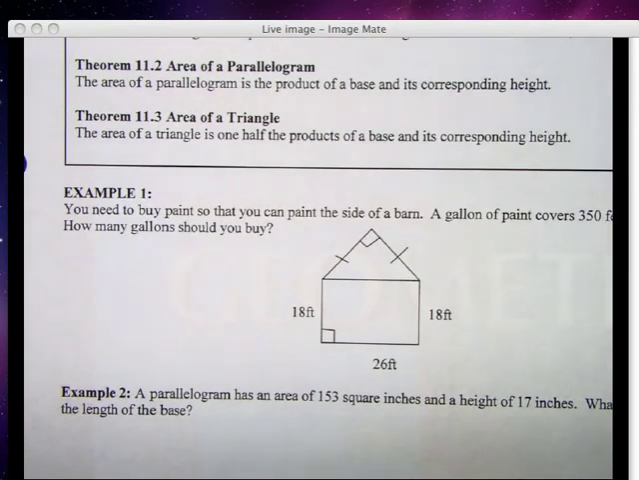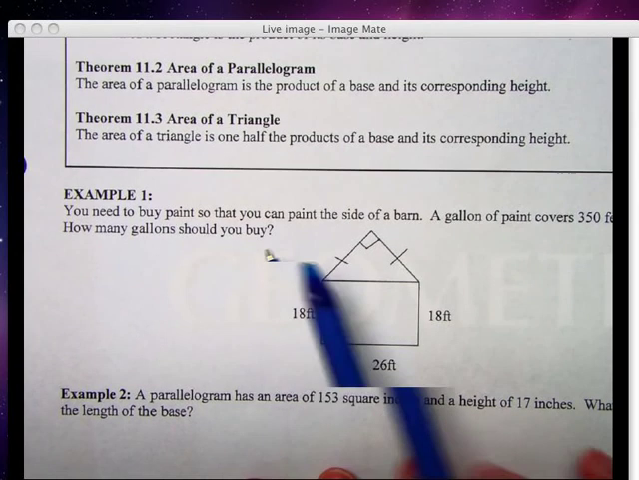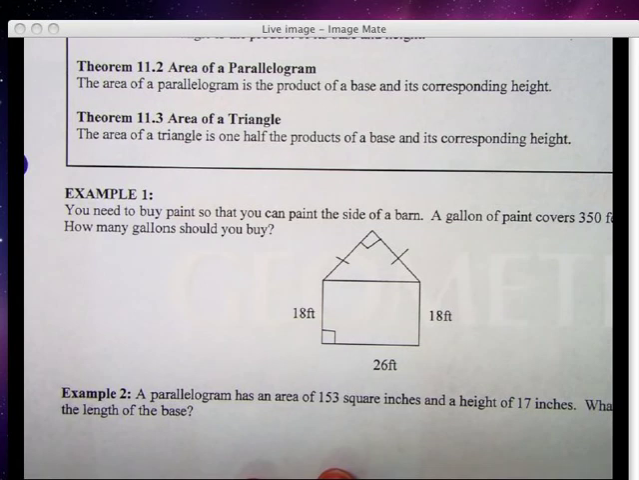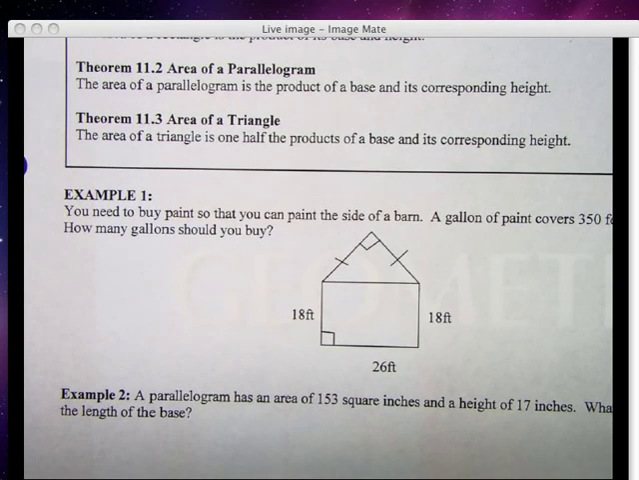All right. You need to buy paint so that you can paint the side of a barn. A gallon of paint covers 350 feet. How many gallons do we want to buy? So the first thing we need to figure out is the total area of this shape.